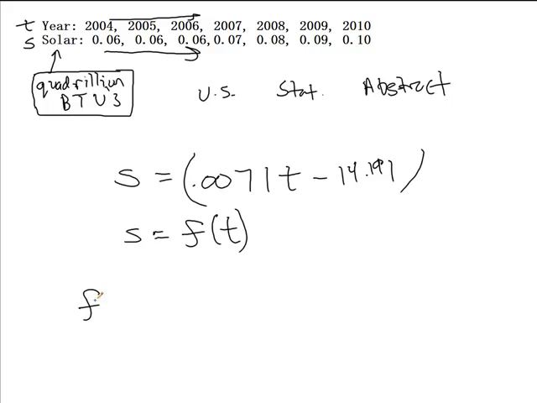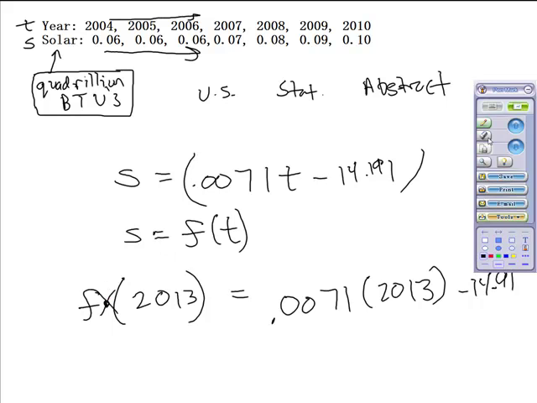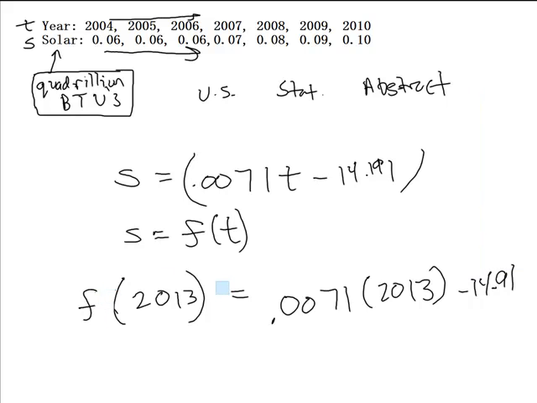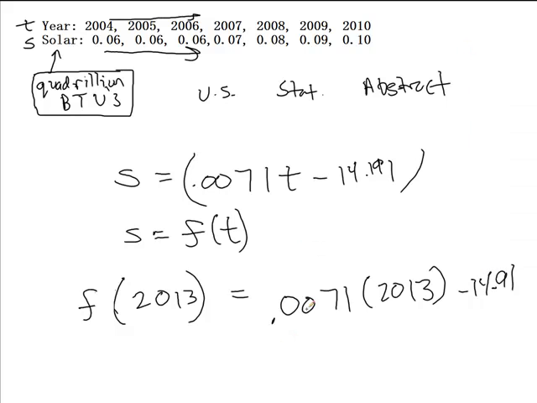So let's say we wanted to estimate something like f of 2013 based on this data. Well, we could do that, and that would be as simple as putting in 2013 for the year minus 14.91. Now again, I want to emphasize that this is not multiplication right here. This is saying that a function of the year 2013 should output an amount of solar energy generation.